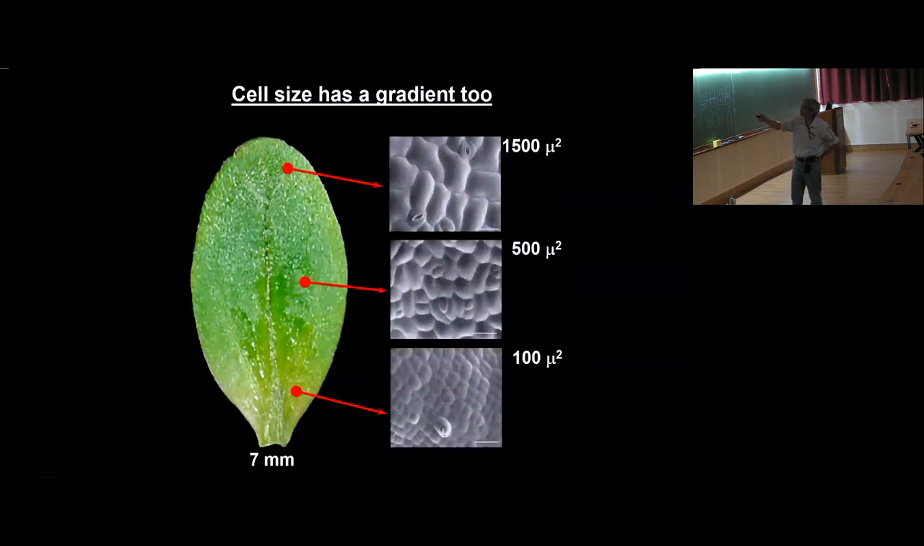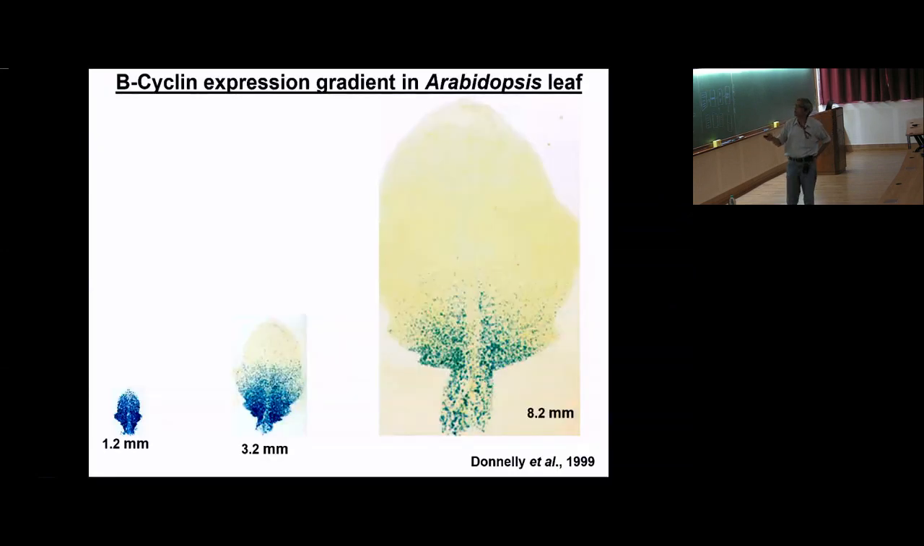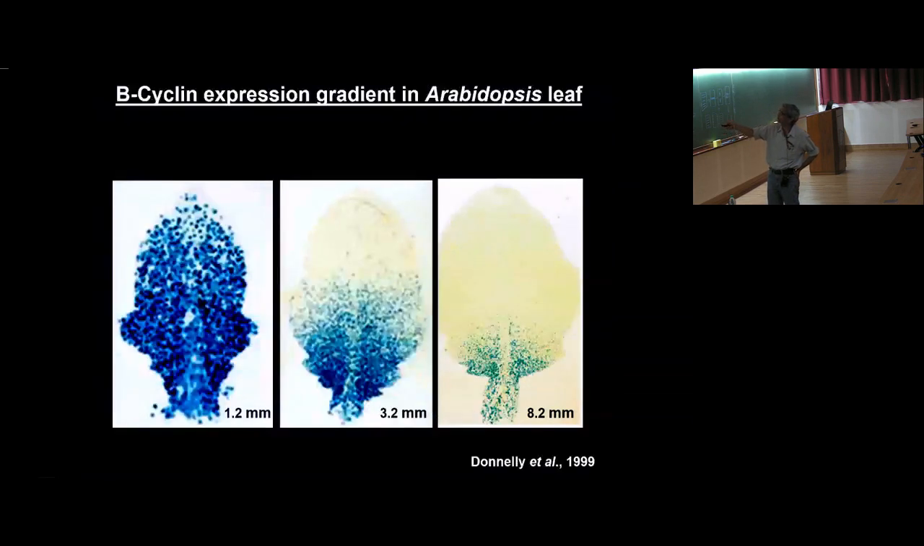Since these cells are dividing, the genes that are required for cell division also have a gradient of expression. For example, if you take a transgenic Arabidopsis leaf where the B cyclin is marked with a color producing gene, this is a tiny leaf. I'll probably normalize it so you can see. This is a tiny leaf where each dot represents a cell which is expressing the B cyclin, which is expressed in the division S phase. So you can see that there is more B cyclin here and less here.